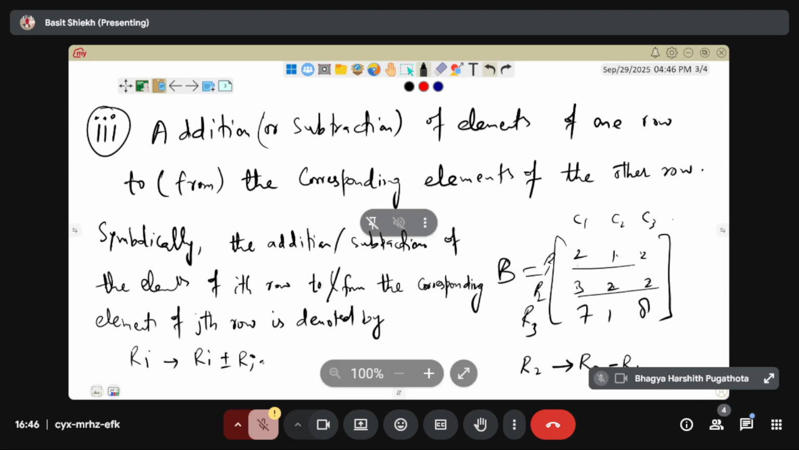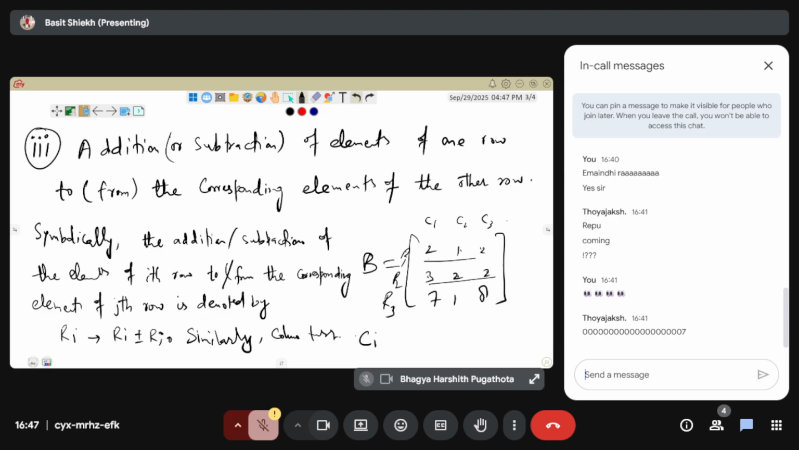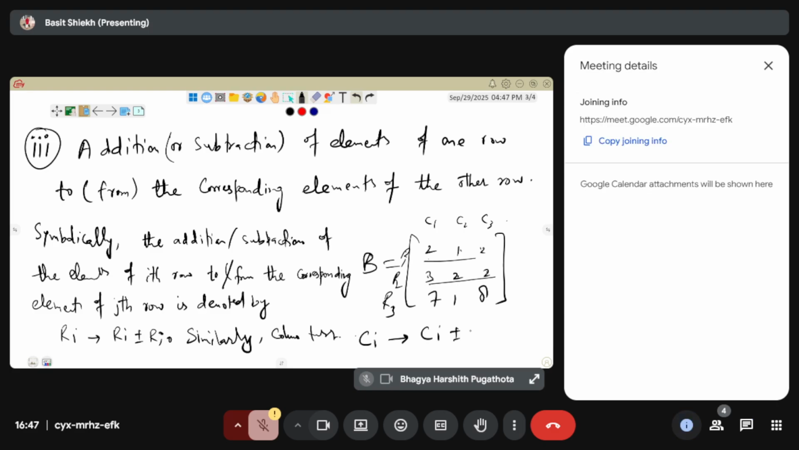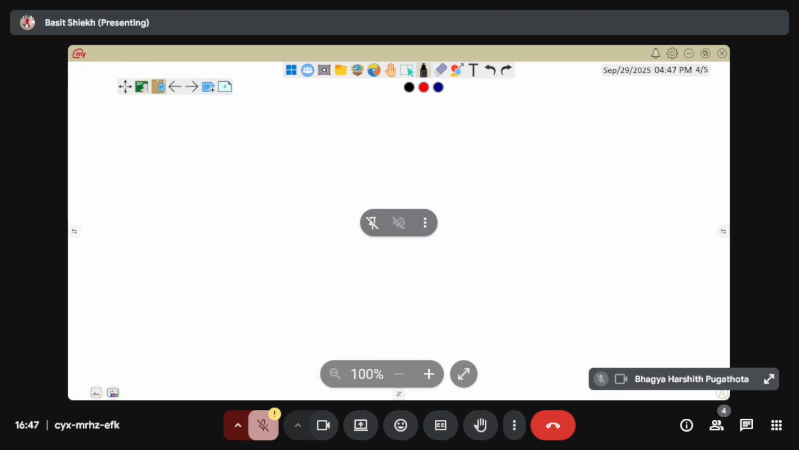Similarly, if we are subtracting or adding a column, then we can write column transformation, denoted by Ci goes to Ci plus minus Cj. Here we are adding the elements of Cj to the corresponding elements of Ci. I will give an example on the next page.